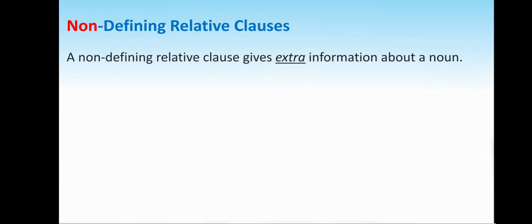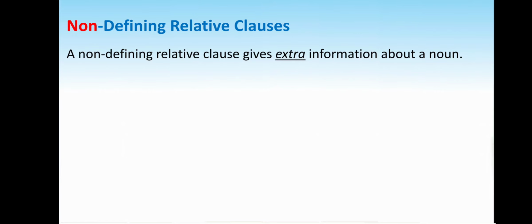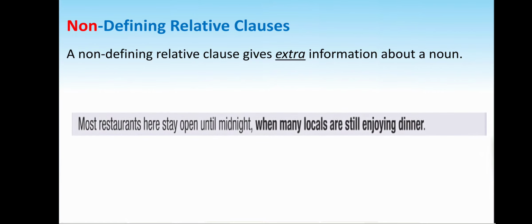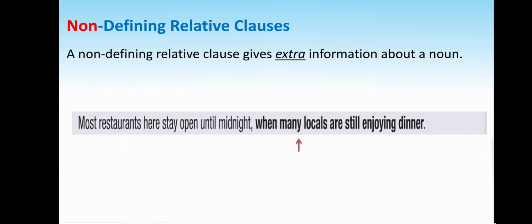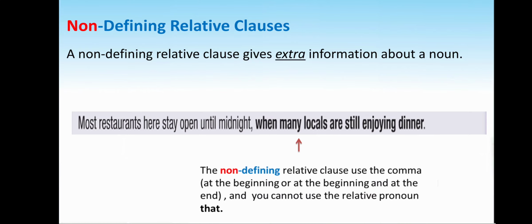Non-defining relative clauses. A non-defining relative clause gives extra information about a noun. For example, most restaurants here stay open until midnight, when many locals are still enjoying dinner. When many locals are still enjoying dinner is a relative clause in this sentence, and it is classified as a non-defining relative clause. It can be removed from the sentence because it is not necessary. The non-defining relative clause uses the comma at the beginning, or at the beginning and the end of the relative clause, and you cannot use the relative pronoun that.